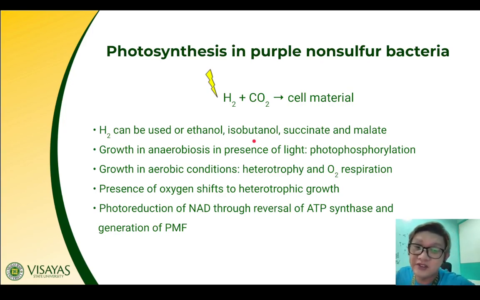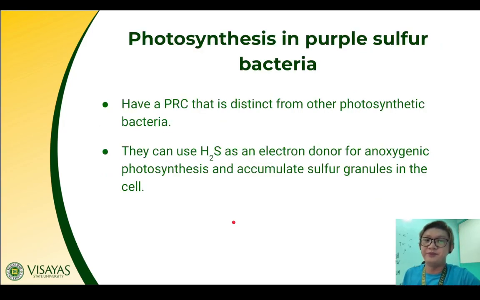Growth in aerobic conditions will yield heterotrophy and oxygen respiration. The presence of oxygen shifts to heterotrophic growth for purple non-sulfur bacteria. Photoreduction of NAD through reversal of ATP synthase and generation of PMF is possible.